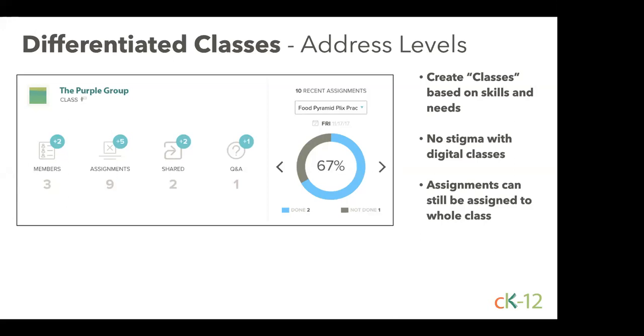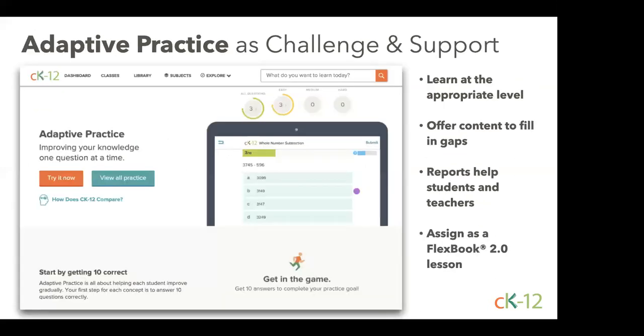I can make an assignment and assign it to specific students. But the nice thing is when you're assigning on CK-12, there's no stigma about being in the purple group, because after a while the kids figure out, oh, I'm in the purple group and I know what that means. But luckily, if it's all being assigned through CK-12 or your LMS, it's just being assigned and there's no stigma, which is, I think, really useful. But you can still make assignments that are assigned to the whole class too. So you can make assignments for smaller groups of students, or you can simply assign to the whole class.